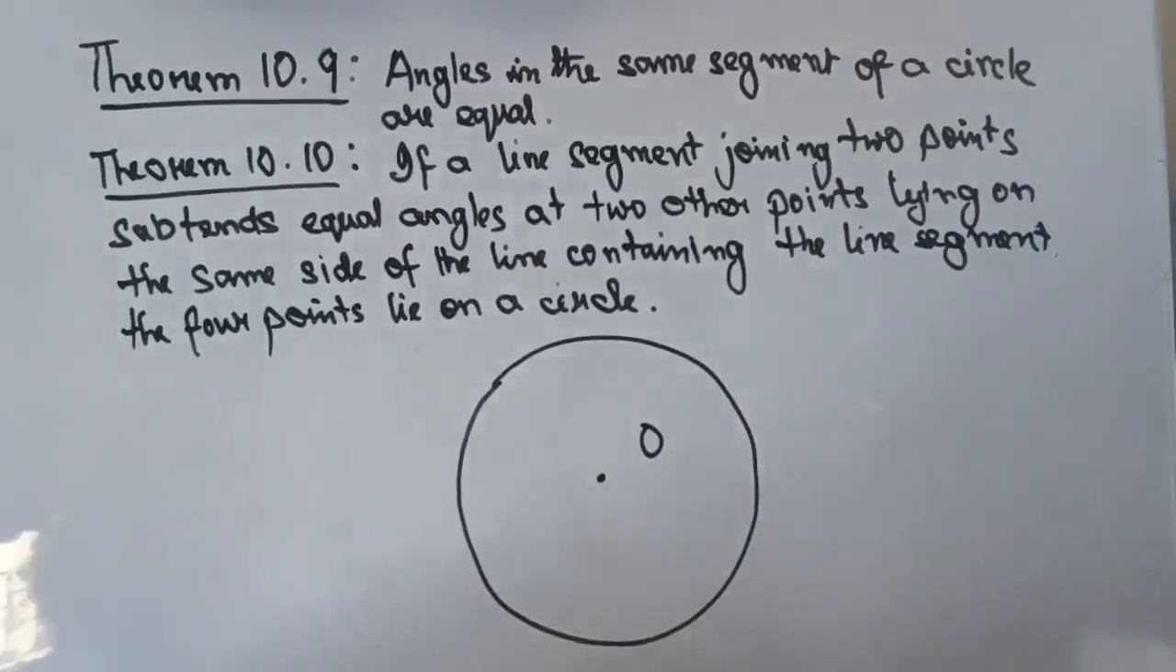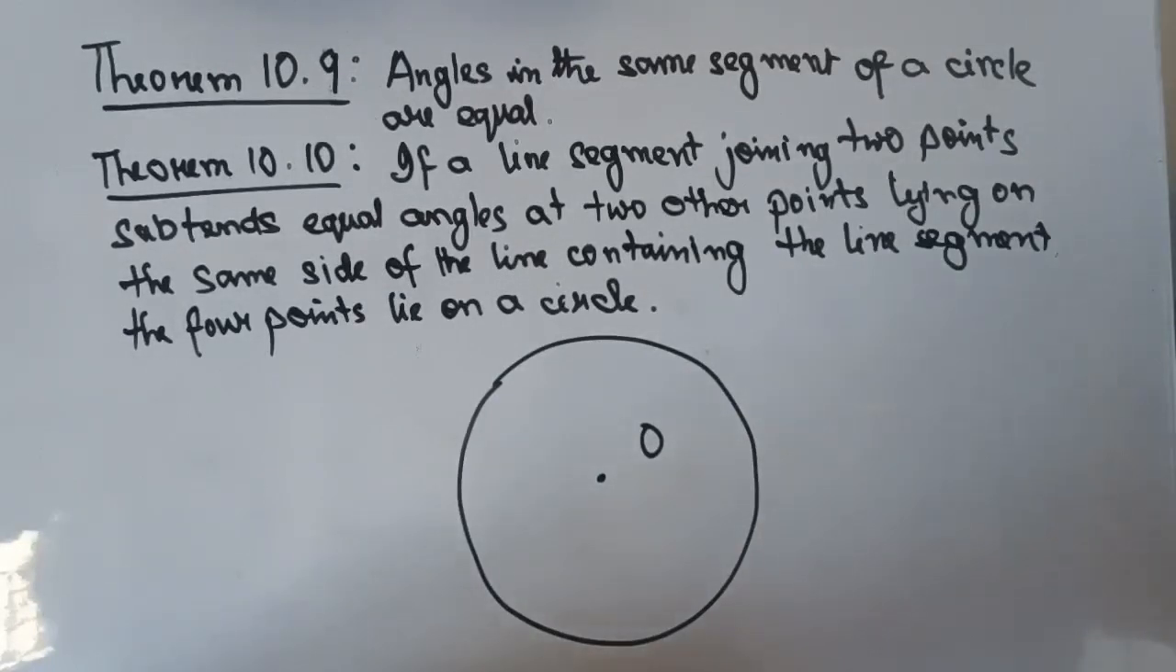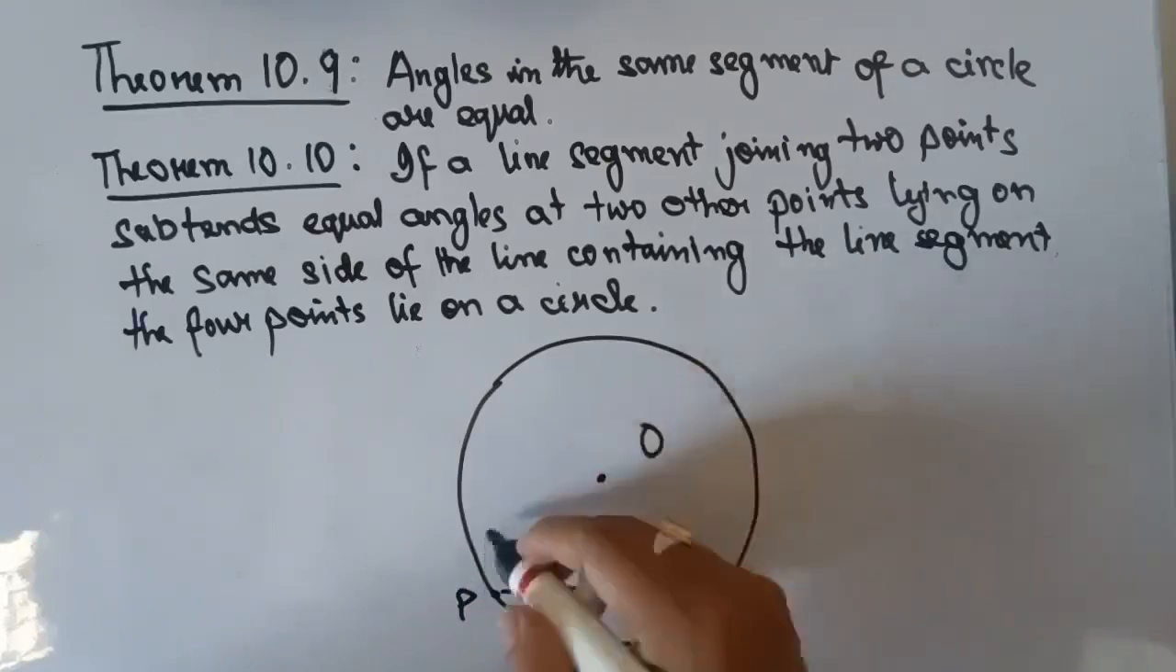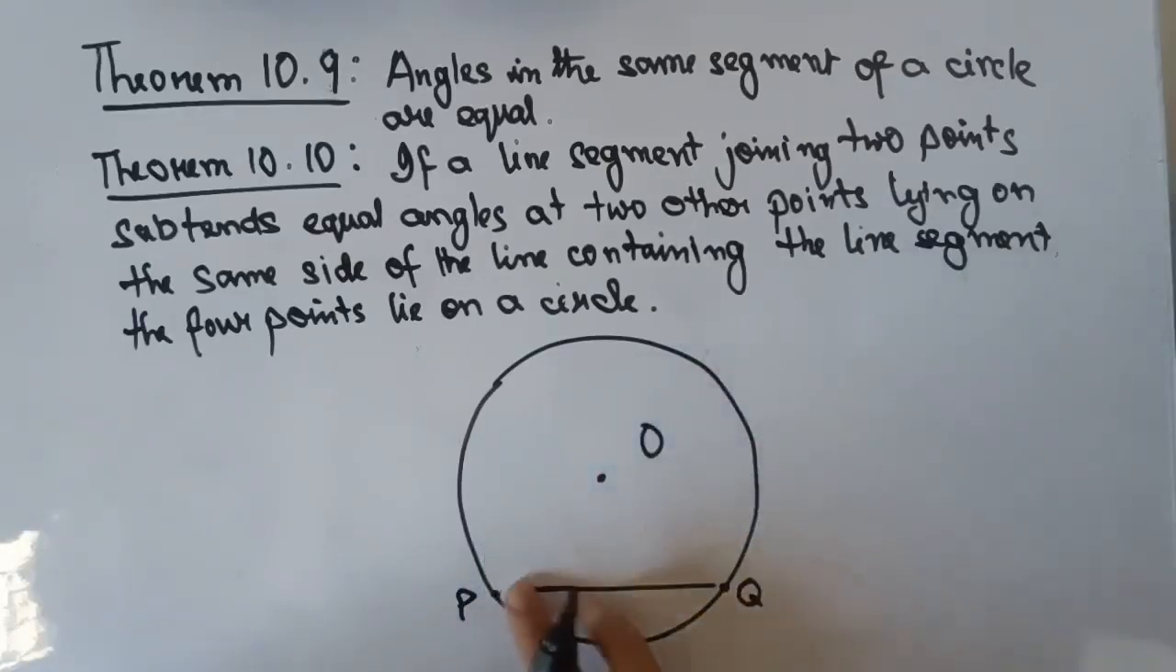Next is theorem 10.9 and 10.10. First of all, theorem 10.9. 10.9 says angles in the same segment of a circle are equal. So this point P and Q divides the circle into two segments. For example, this major segment and the minor segment. So this point P and Q on the circle divides the circle into two segments.